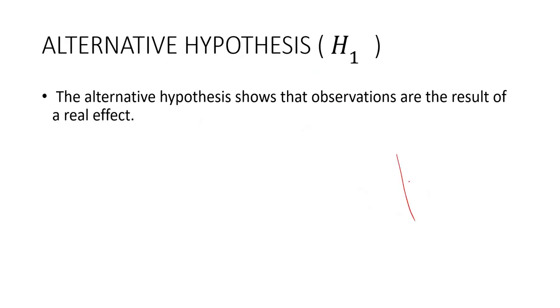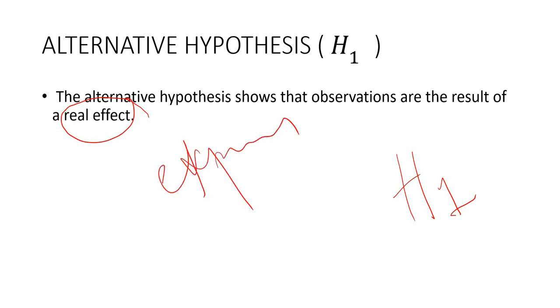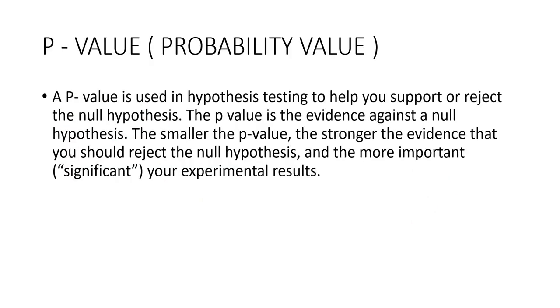Alternative hypothesis, denoted by H1, shows that observations are the result of a real effect. Real effect means experiments. So that is the alternative hypothesis, H1. Now we are getting into p-value. It's also known as probability value.